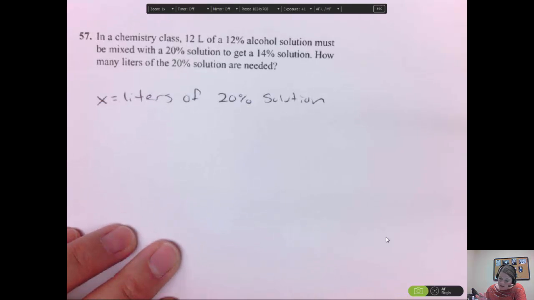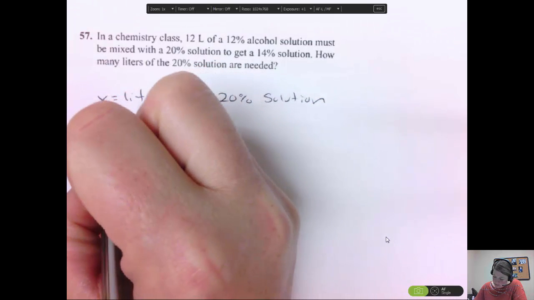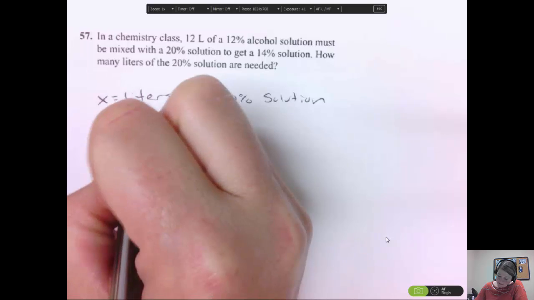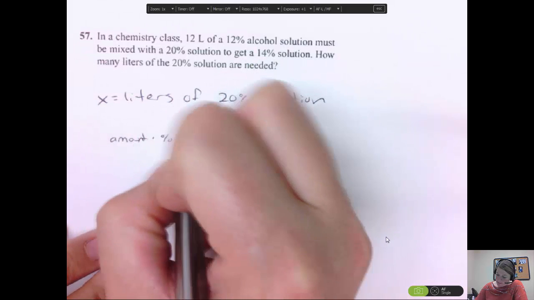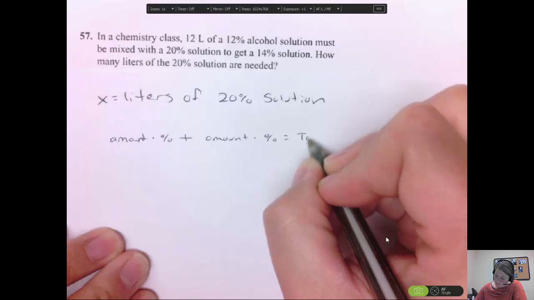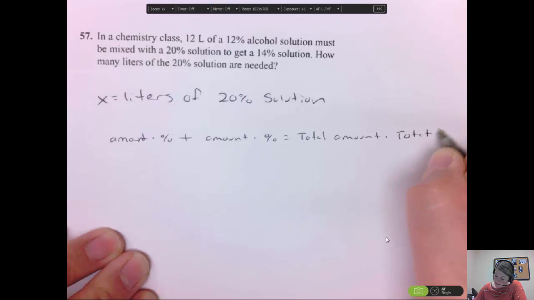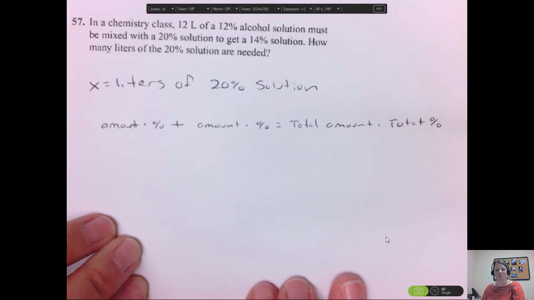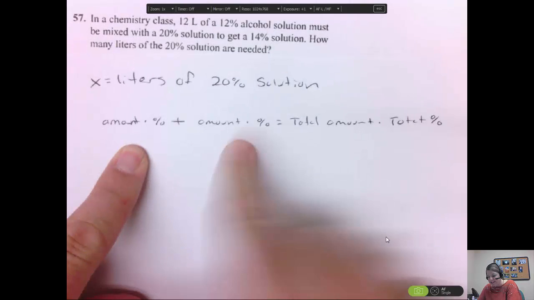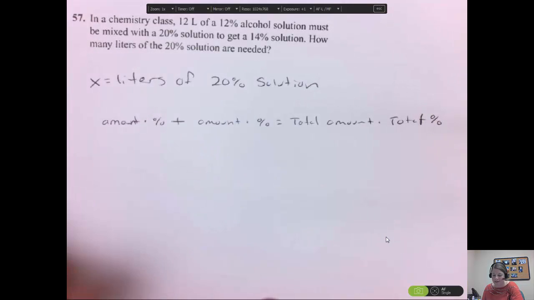The way I want you to think about these chemistry problems is that it is going to be the amount times the percent. So you're going to have amount times percent, plus your amount times percent, equals your total amount times total percent. Why am I putting that out like that? Because most people mess this up. I'm mixing two amounts with their percents to get my total goal amount and my total goal percent.